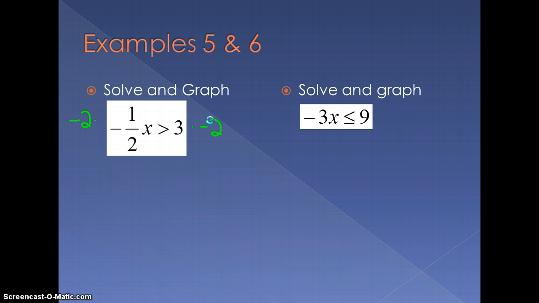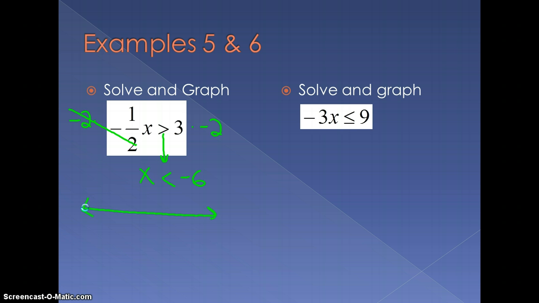Now, this is one of those exceptions. When we multiply both sides of the inequality by a negative, we have to reverse the inequality symbol. So this greater than, it'll drop down and become less than. I had to switch it. Those cancel out on the left, and I'm left with x is less than -6.